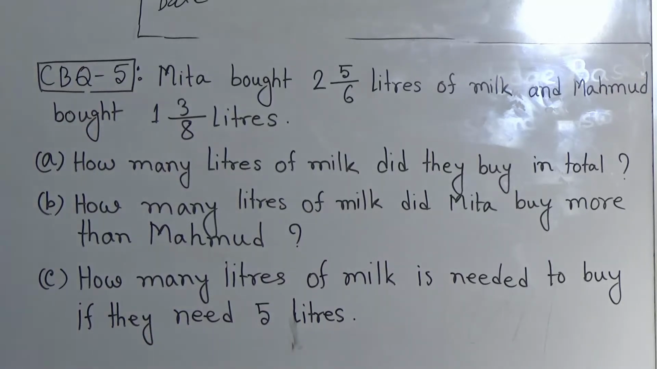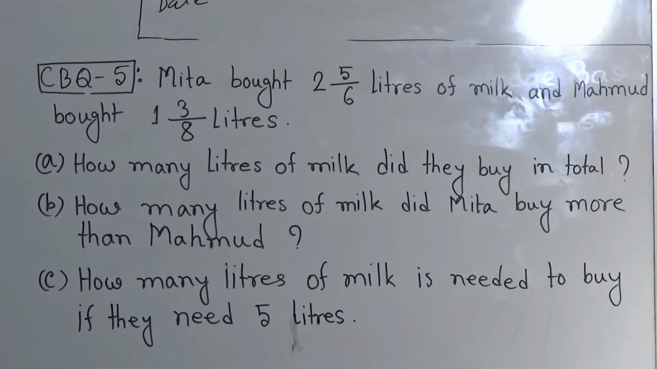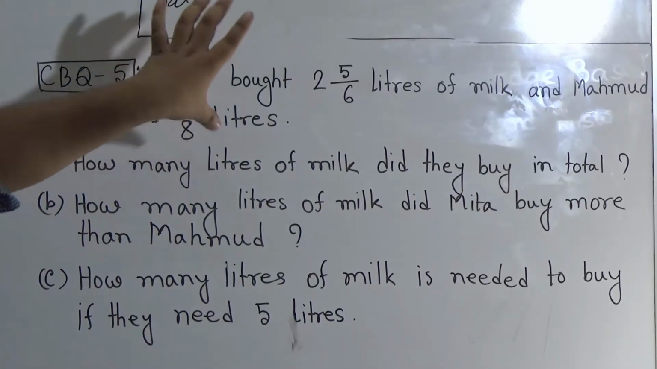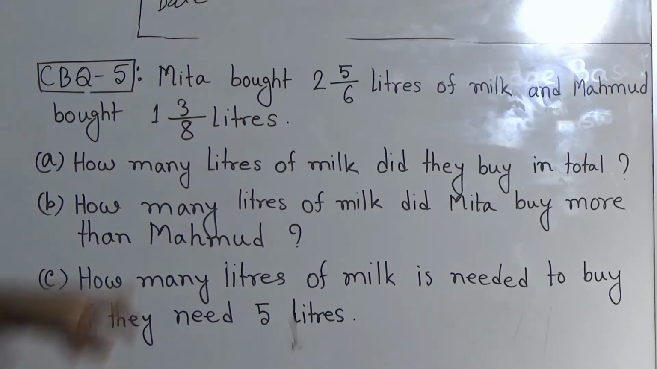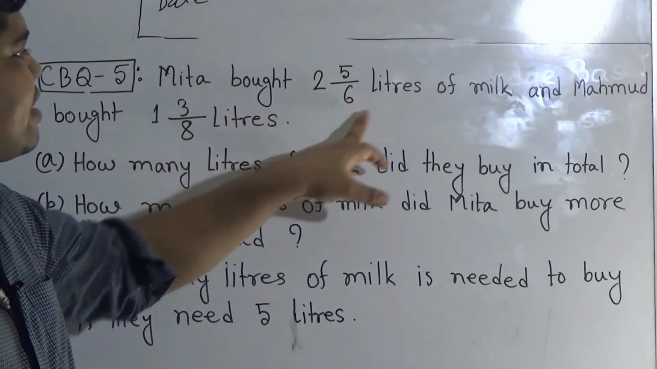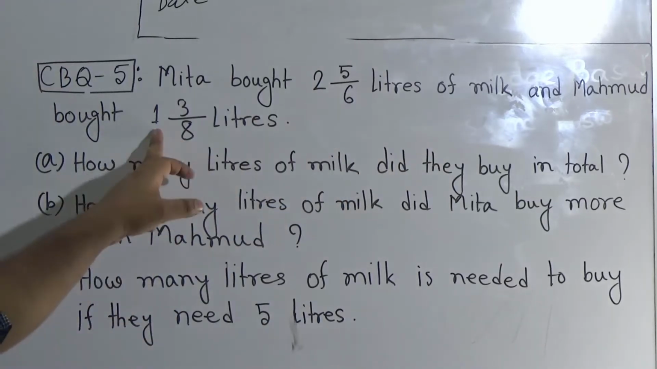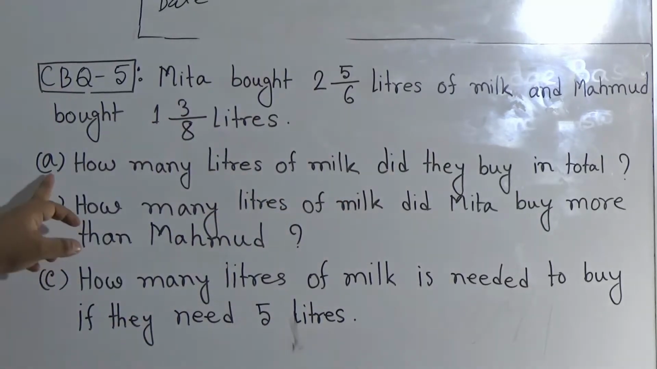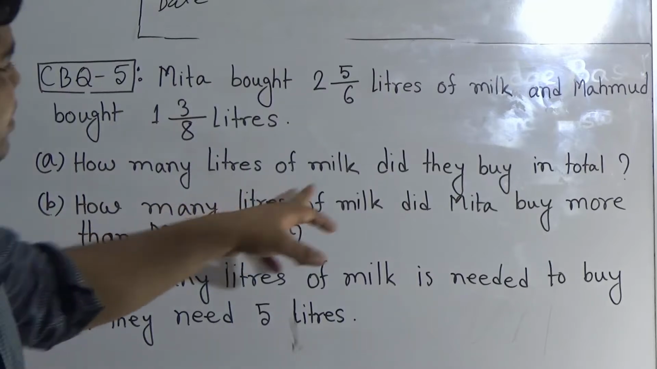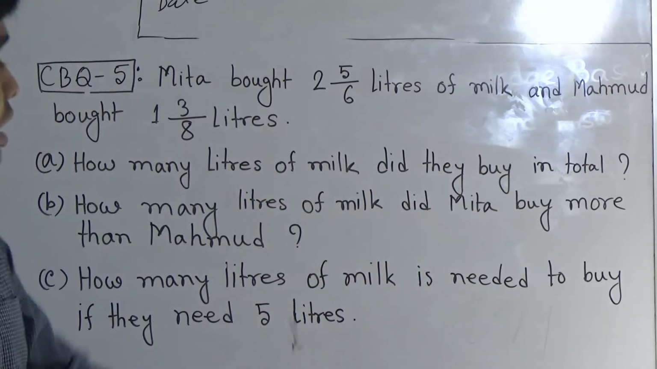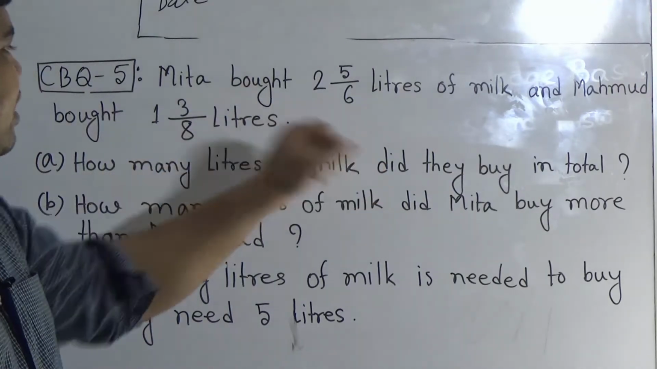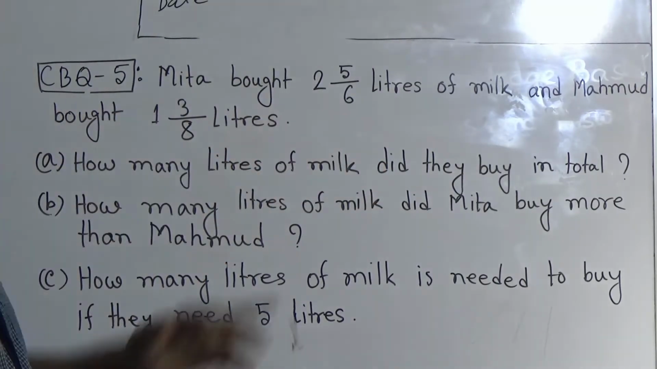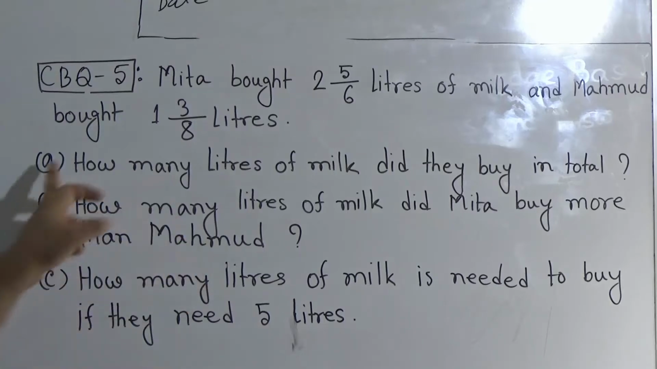My dear students, before starting to solve this math, at first we make a plan. Here some information is given. By using this information we shall solve questions A, B and C. Mita bought 2 5/6 liters of milk and Mahmud bought 1 3/8 liters of milk. Question A asks how many liters of milk they bought in total. In total means we do addition. We add Mita's amount of milk and Mahmud's amount of milk, and we get the answer of question A.